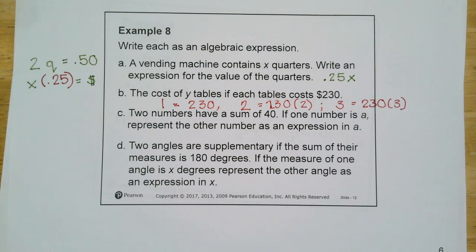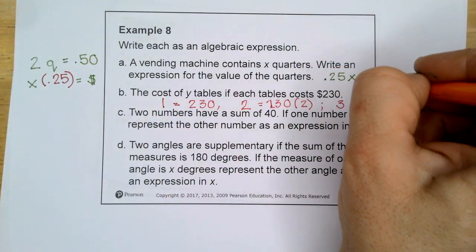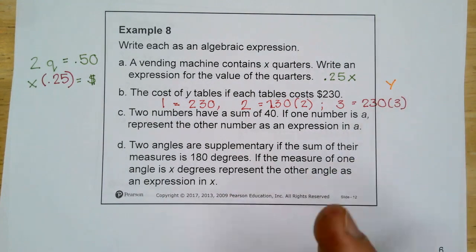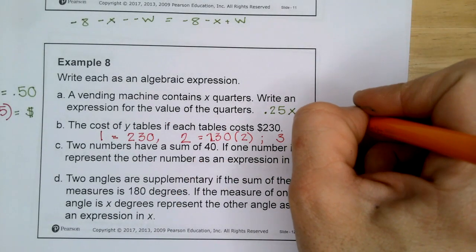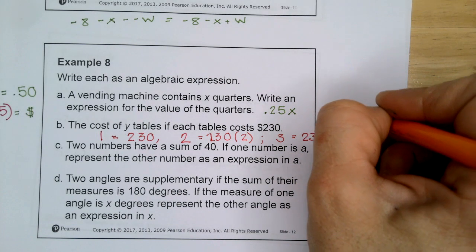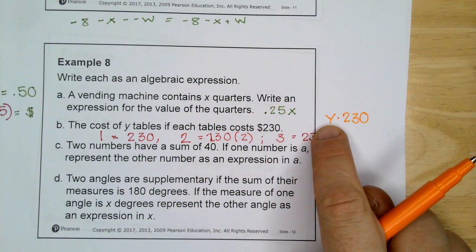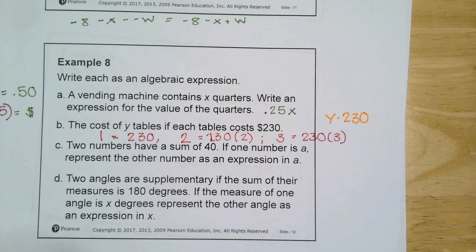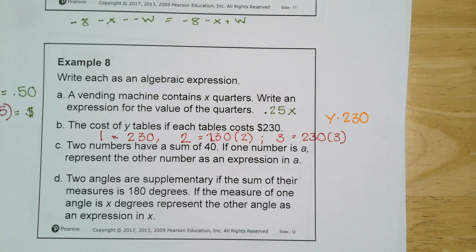So every time I add a table, I add 230, right? So however many tables I have, I take the number of tables and I multiply by the price of the tables. So the cost of the tables is going to equal how many tables you have times $230.